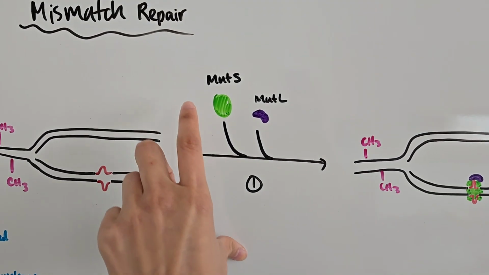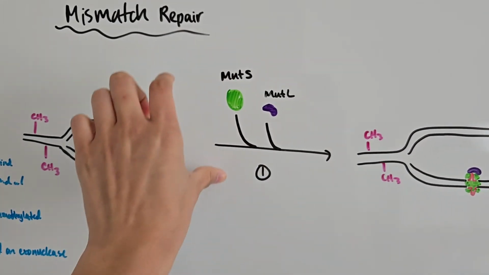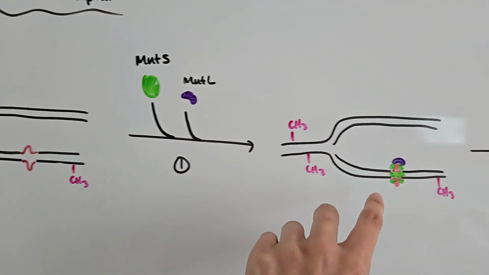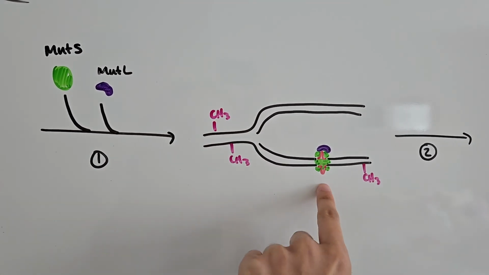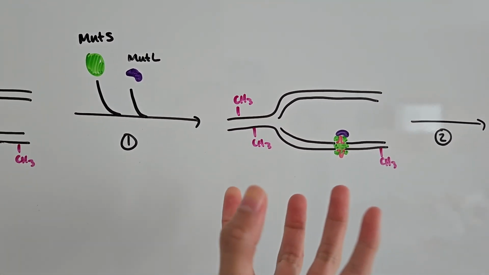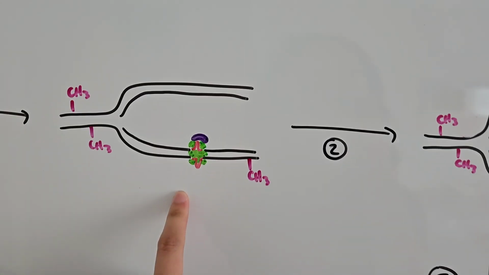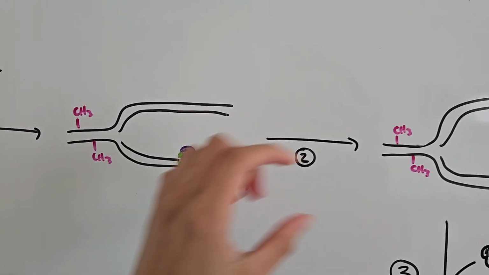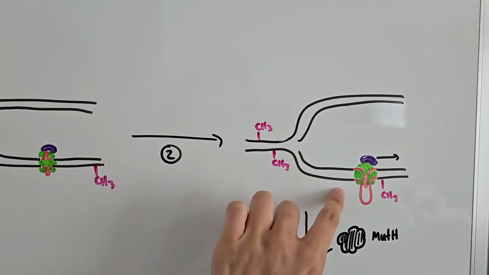And so what we're going to do is recruit MutS and MutL. They're going to make a complex and bind to the problem. They're going to bind to the mismatch. When they bind to the mismatch, they're going to scan the DNA bidirectionally. I kind of put it as they're pulling the DNA, pulling the DNA to find the methylated parent strand.